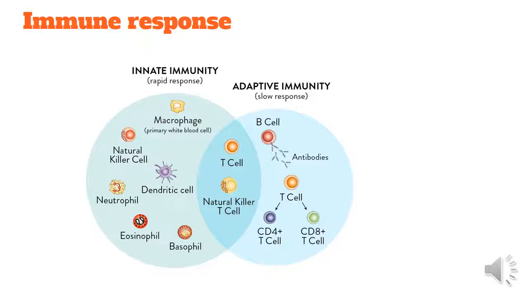Now, the adaptive immunity is the slower one. That's the one that builds up antibodies and memory cells. But the one thing they share are T cells and natural killer T cells, which are a little bit different from natural killer cells. Same concept, but these help activate the immune responses.